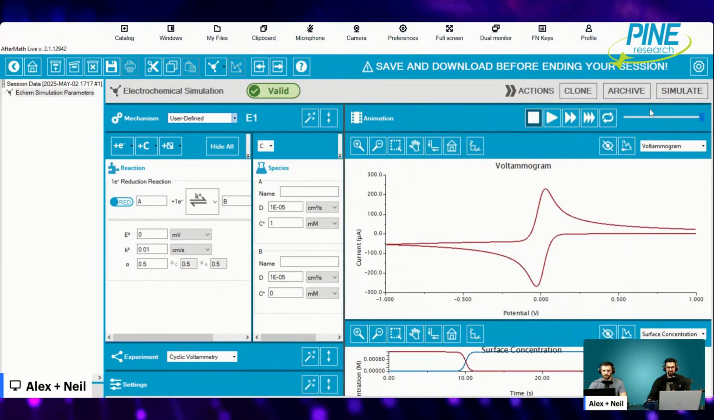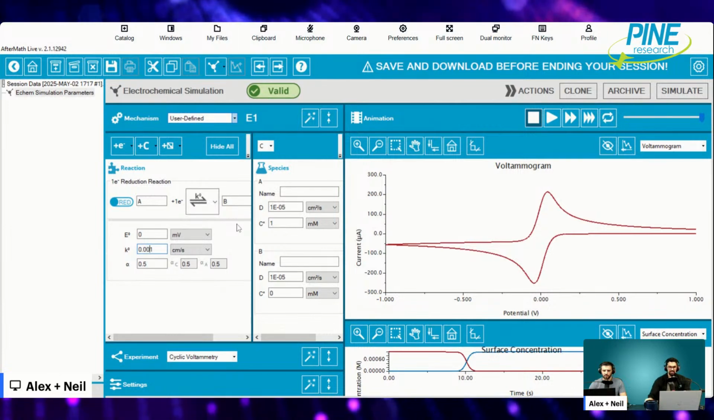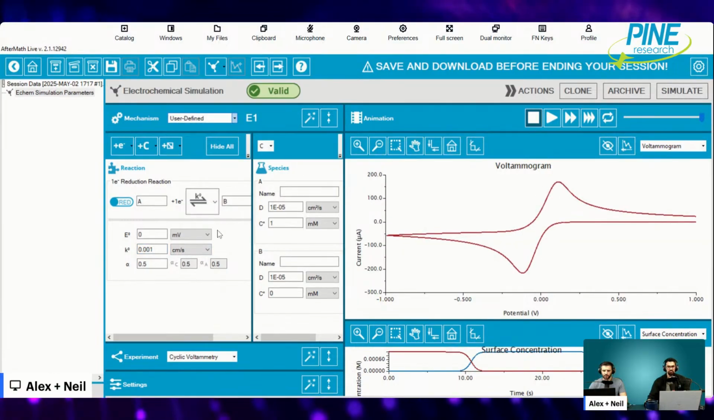I'll make this bigger so it's easier to see. You start to get some peak separation. It's not very obvious at first, but as I make the rate constant slower, the reversibility of the system becomes less and less. Right. And so when we talk about quasi-reversible reactions, what we're really talking about is when the heterogeneous rate constant for a single electron transfer reaction starts to get slower and slower and slower.